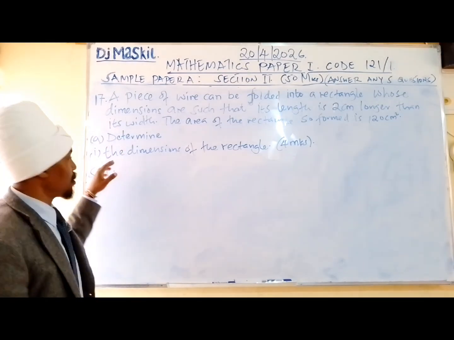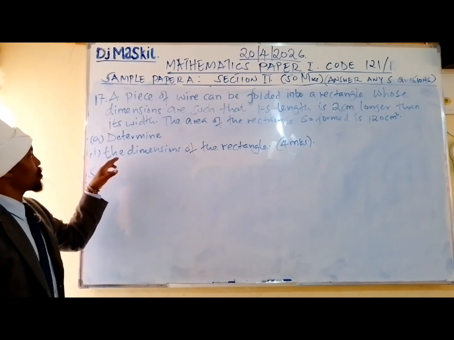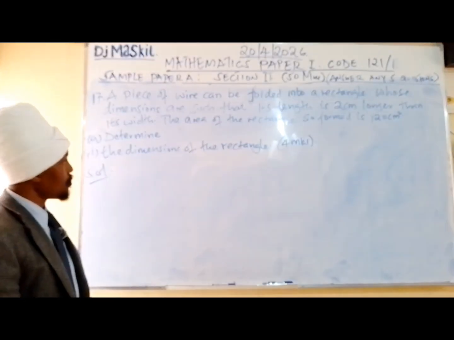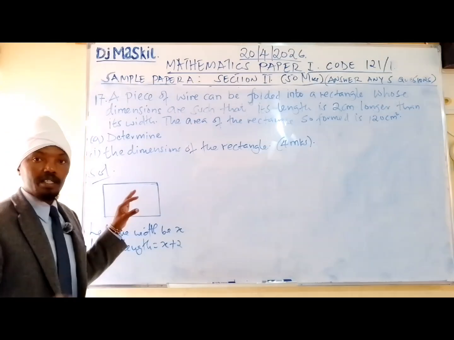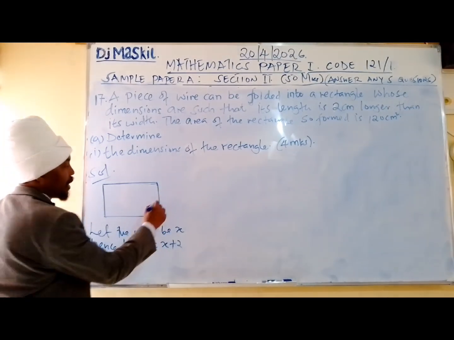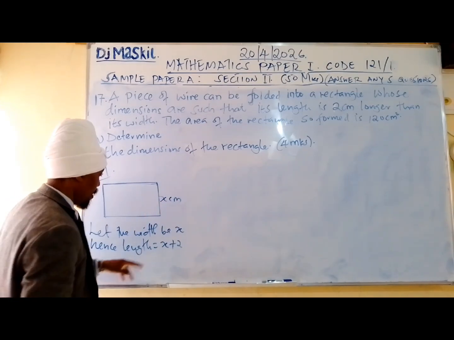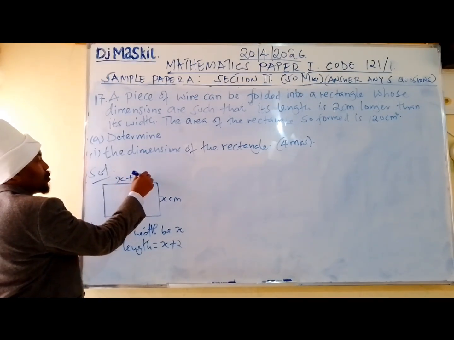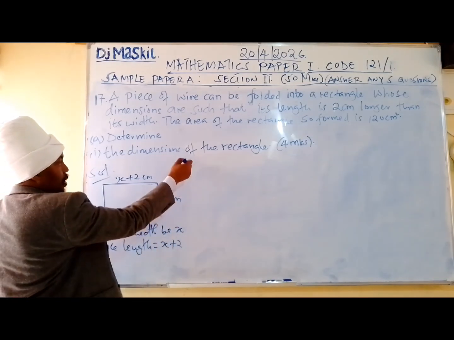Part A of the question 1. Determine the dimensions of the rectangle. So this is our rectangle. So let the value of the width be x centimeters, and the length will therefore be x plus 2 centimeters.